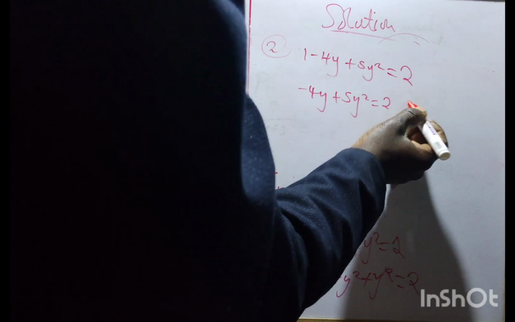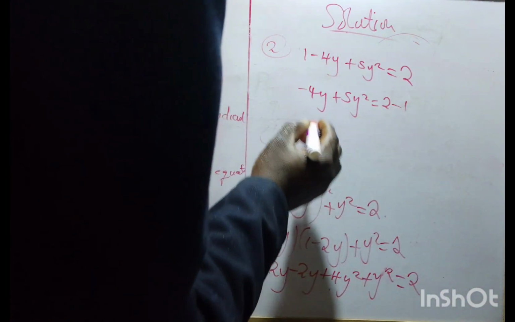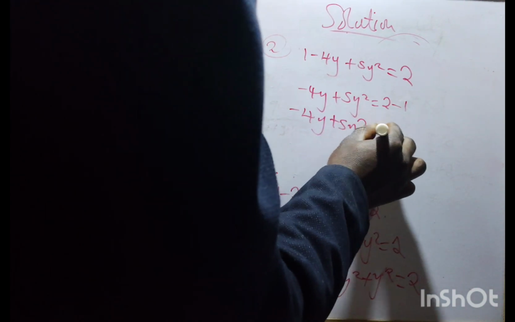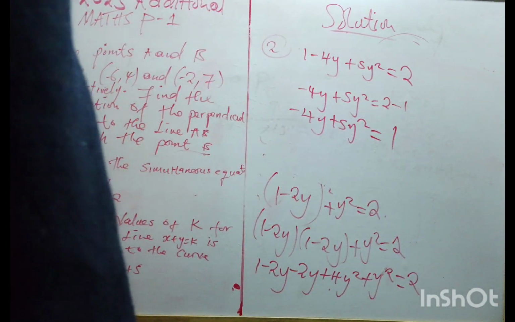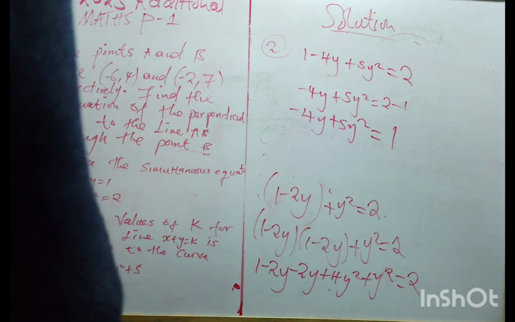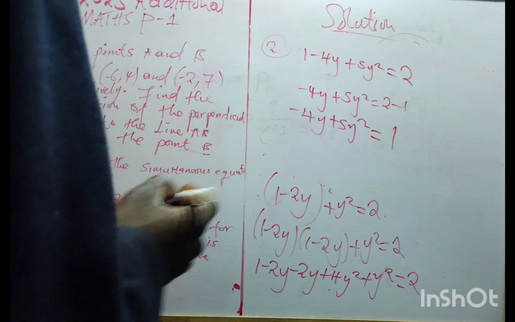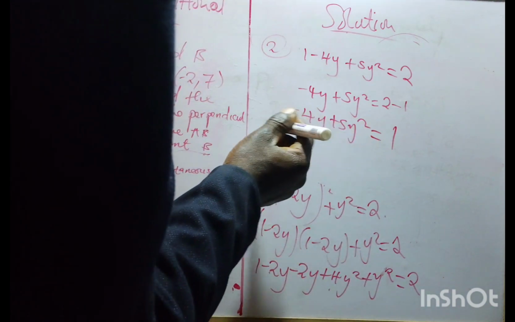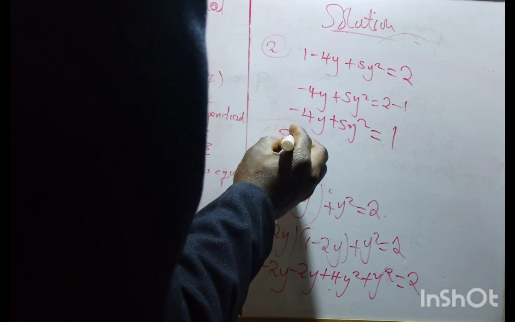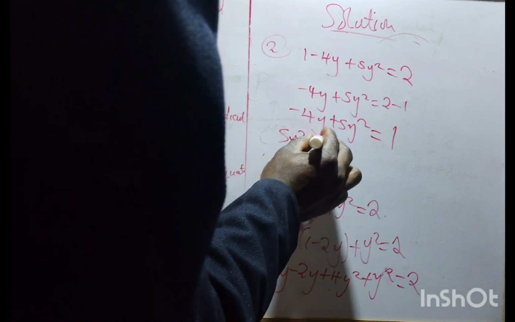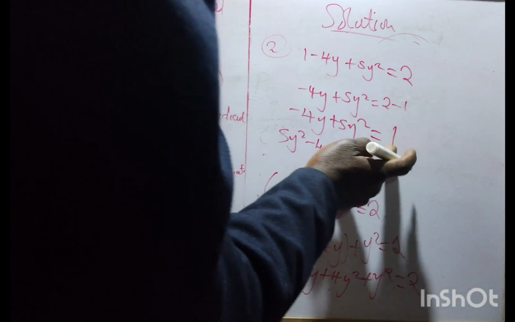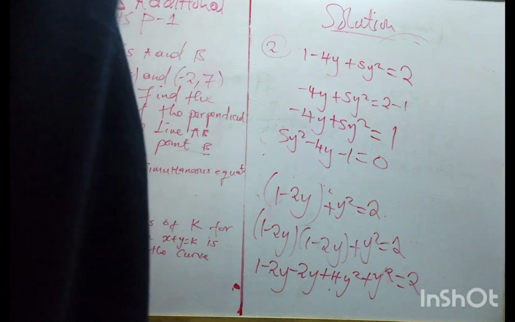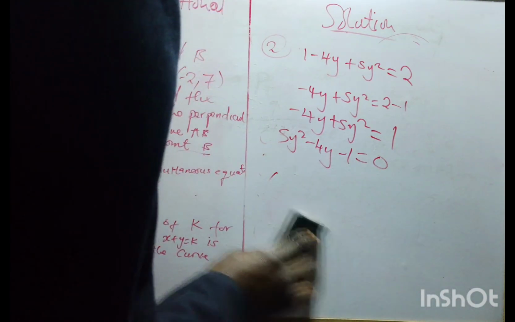Then when you cross the constant, it becomes minus 1, in which you're going to have minus 4y plus 5y squared equals 1. We're going to take this equation to standard form, which will be 5y squared minus 4y, then crossing the constant to be minus 1, equals 0. So now this is a quadratic equation.